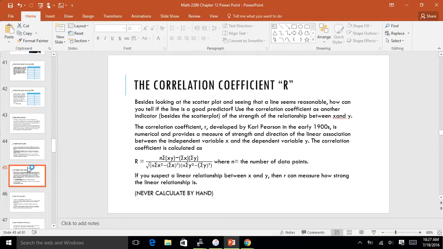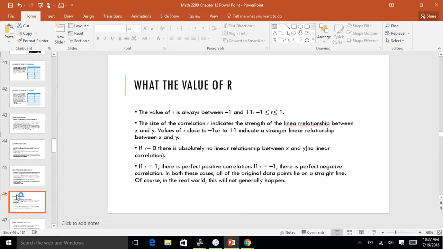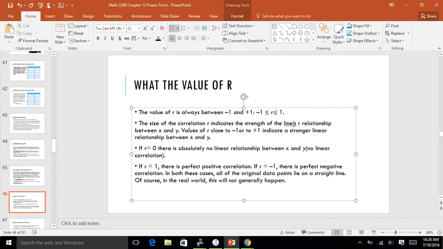So if you're thinking there's a linear relationship between X and Y, all you have to do is see how R can measure how strong that linear relationship is, okay? So, other things about R. The value of R is always between -1 and +1. So just think about it, you'll never have an R of 2 or 5 or -10. The size of the correlation R indicates the strength of the linear relationship.